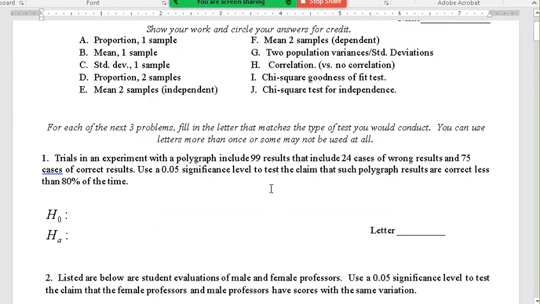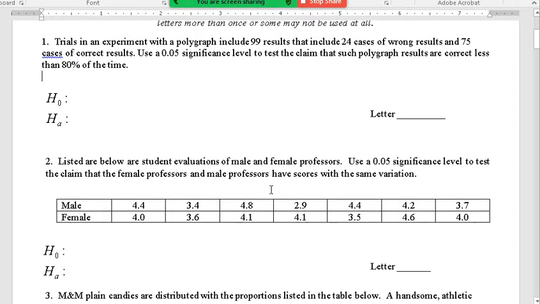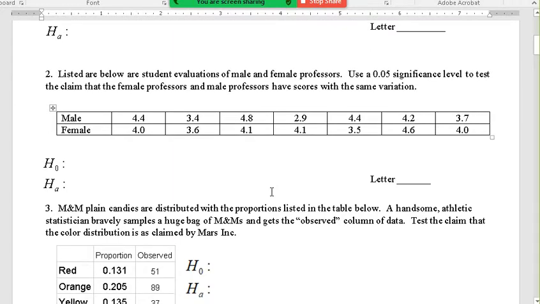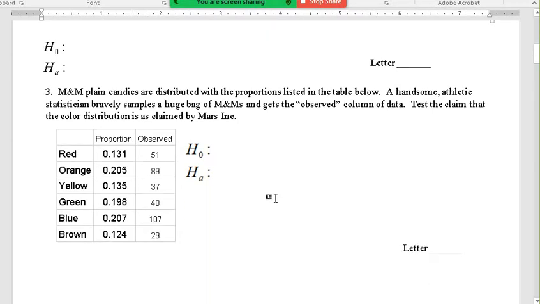Professor, do you mind explaining why you are writing like M and F? Oh, male and female? Yep. Oh, sorry. Male and female. Yep. All right. Thank you. Let's see here.